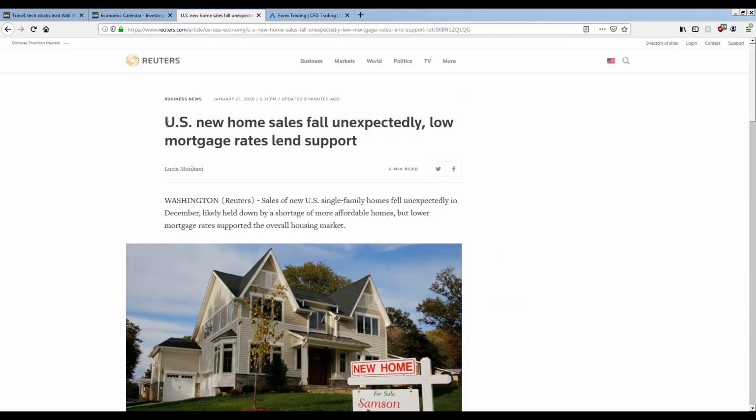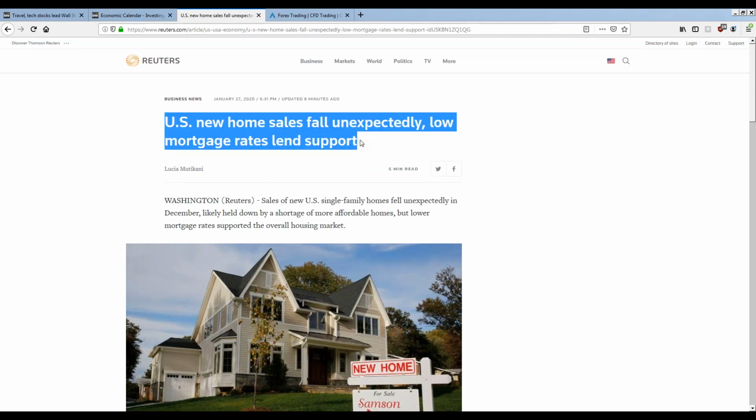Okay, so then let's go and see what else. Here are the headlines. Even if you didn't look at the announcement schedule, the headlines come out. All right, it was updated not only 8 minutes ago, but the article came out much earlier. U.S. new home sales fall unexpectedly. Low mortgage rates lend some support. Okay, that doesn't look good for the strength of the USD, right?